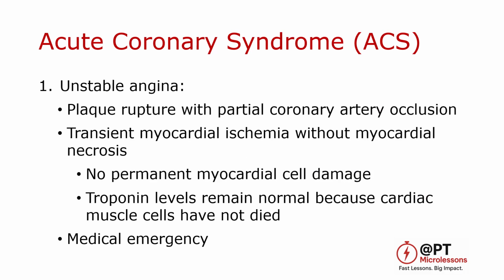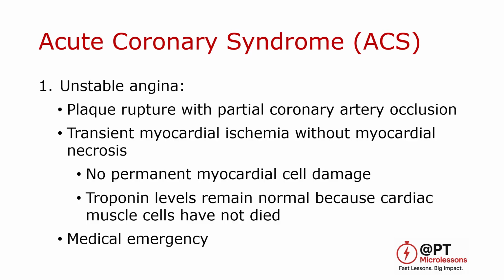First, let's start by examining the three types of acute coronary syndrome, beginning with unstable angina. Unstable angina occurs when an atherosclerotic plaque ruptures, and a thrombus partially occludes a coronary artery, producing transient myocardial ischemia without permanent myocardial cell death.